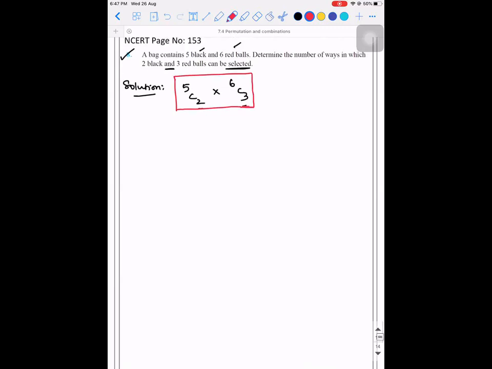Sir, then why, sir, 5C2? Because see, what are they saying? How many black balls do you have? 5 black balls. Out of 5 black balls, how many do you need in the combination? 2. You need only 2. So from the 5, you are choosing 2. And you have 6 red balls in your hand. How many are required according to the question? You need only 3. So from 6, you are choosing 3. Okay, sir.